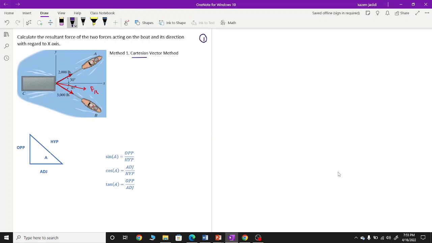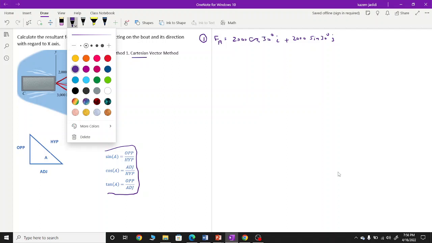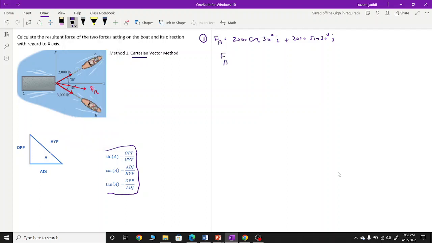To use this method, first you need to break each force into its components. Fa is 2000 cosine 30 degrees in the I direction and 2000 sine 30 degrees in the J direction. I use these equations that I provided for you here. Adjacent is cosine and the opposite is sine all the time. And if you solve this, it's going to be 1732 I plus 1000 J. This is our Fa.